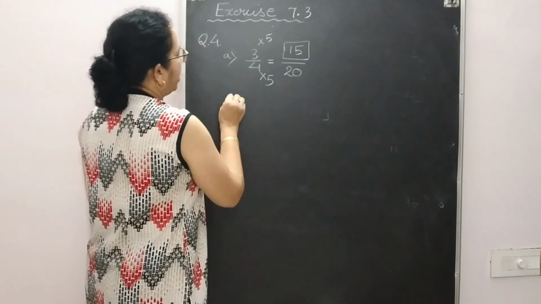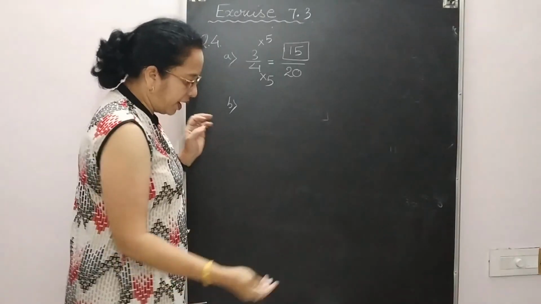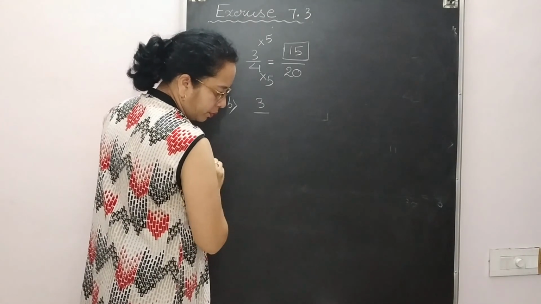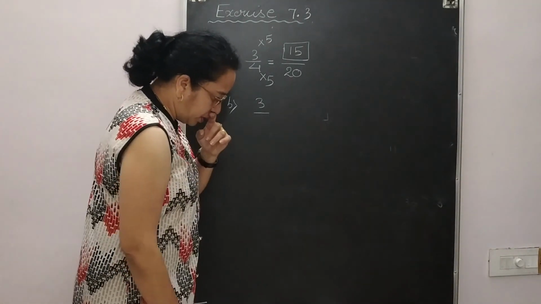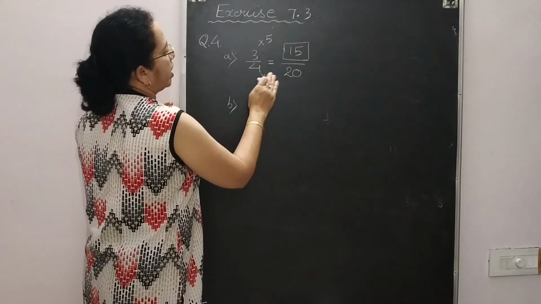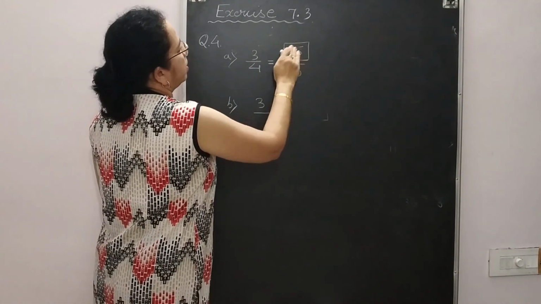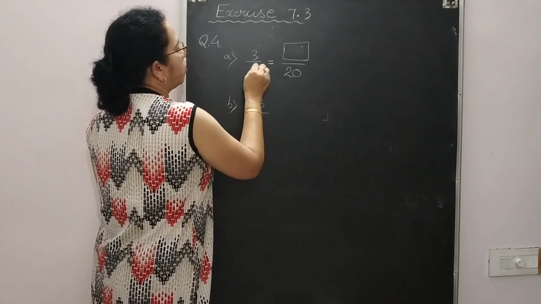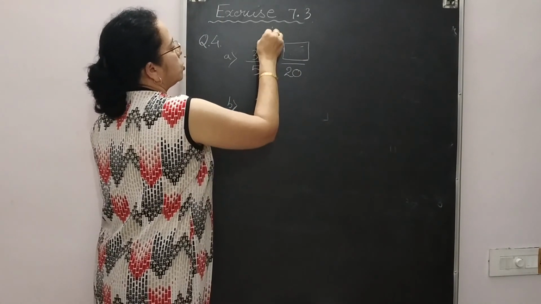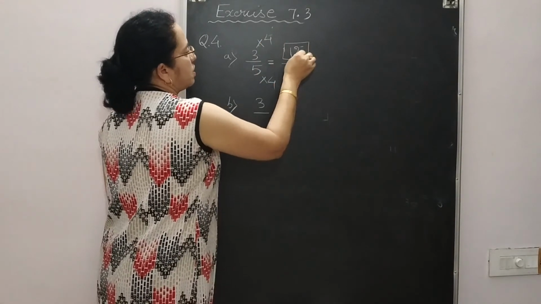Let me take one more example. Again your question is same. 3 upon... just a minute. I think I have written something wrong. This is 3 upon 5. Okay. So 5 4s are 20. So here also we will multiply by 4. So this number will be 12.